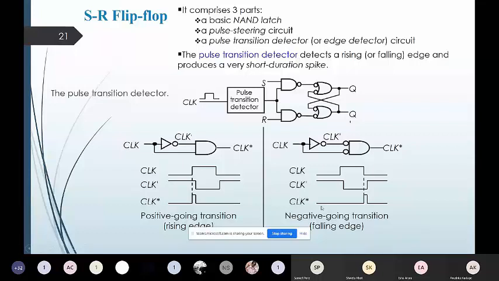So in the negative going transition, as it is a negative going transition, this AND gate's inputs will now get bubbled. That is the change in the circuitry to get the negative going transition. Again, we are starting with the clock signal.